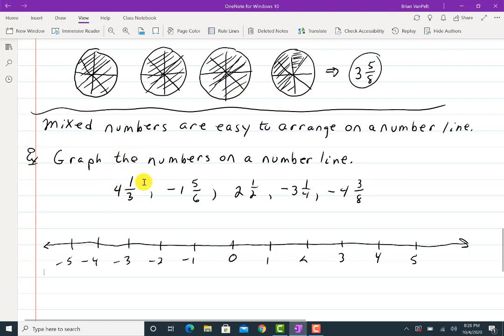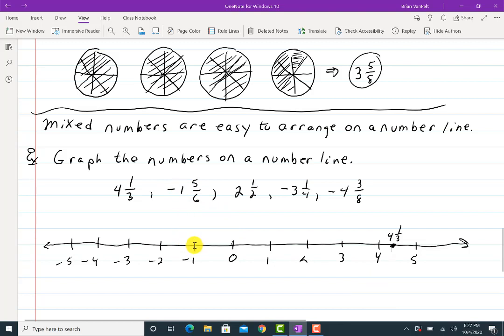4 1/3 is going to be between 4 and 5. So it's past 4 by 1/3. So try to estimate 1/3 of the way between 4 and 5. And in that dot there, you get 4 1/3. So like I said, it doesn't have to be exact, but you can at least see quite clearly about where these things are on a number line. Let's go to the next one, -1 5/6.